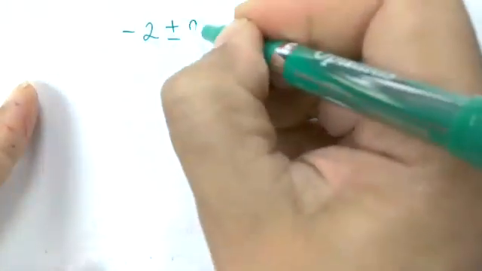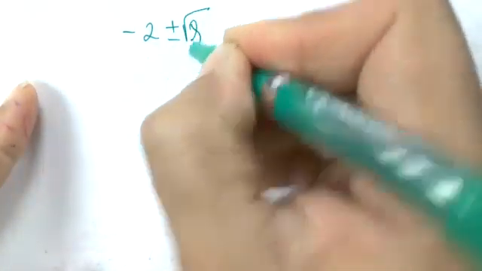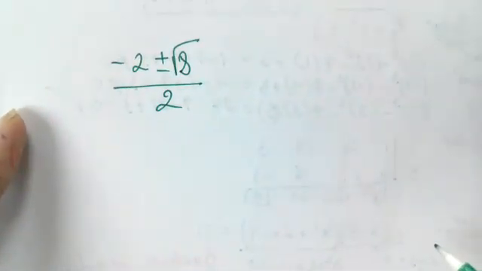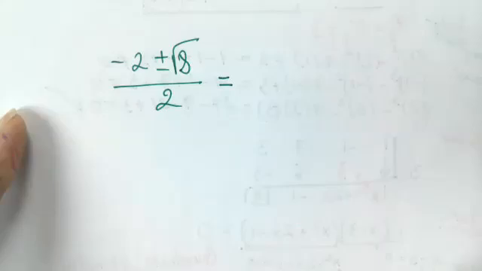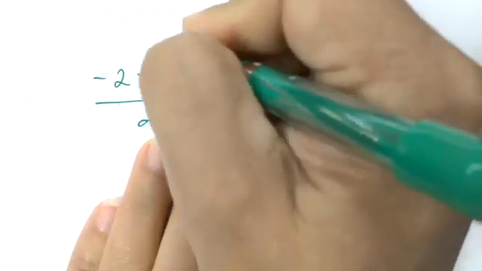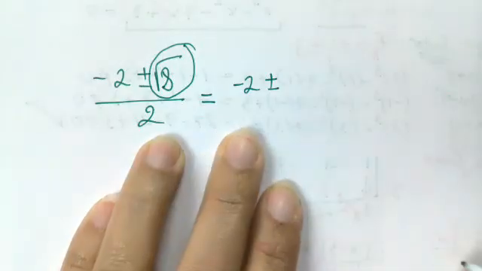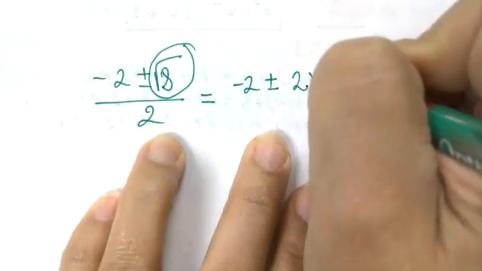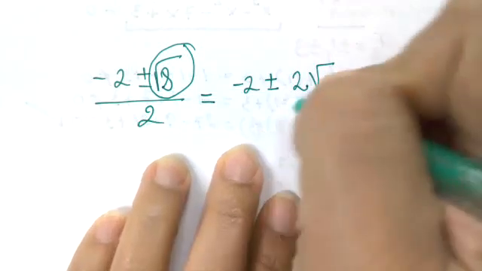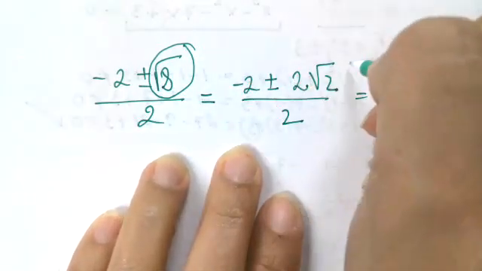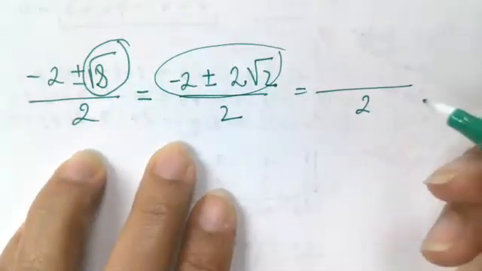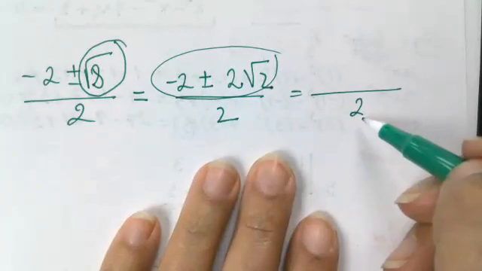-2 plus minus square root of 8 divided by 2 equals -2 plus minus, we're going to rewrite square root of 8 as 2 square root of 2. That's understandable for everybody, right? Divided by 2. And now at the top, I'm going to factor out, because you can see how 2 repeats, right? So I want to just cancel it out with the 2 at the bottom.